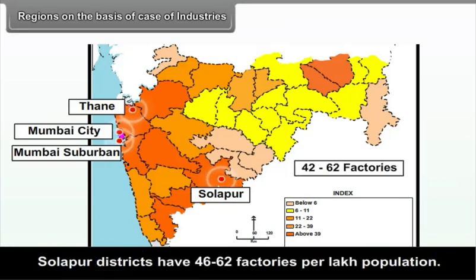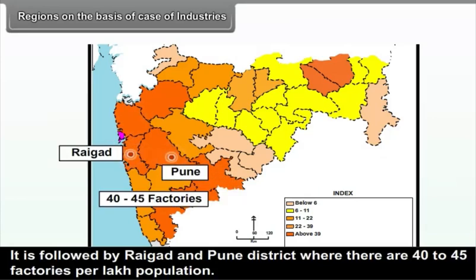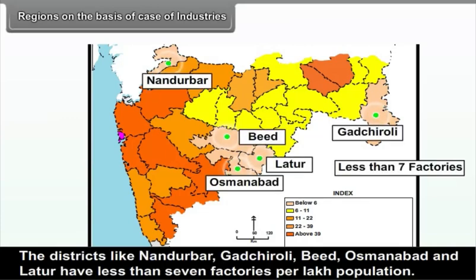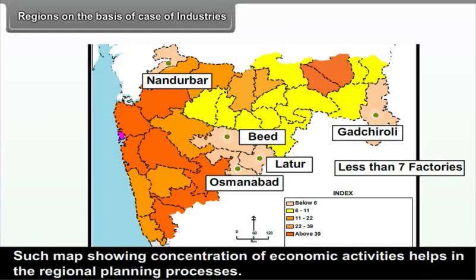have 46 to 62 factories per lakh population. It is followed by Raigad and Pune districts where there are 40 to 45 factories per lakh population. These are the regions of greater concentration of industries. The districts like Nandurbar, Gadchiroli, Bir, Osmanabad and Latur have less than 7 factories per lakh population. Such maps showing concentration of economic activities help in the regional planning processes.